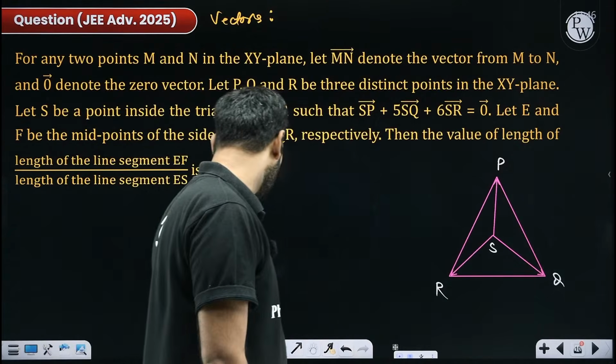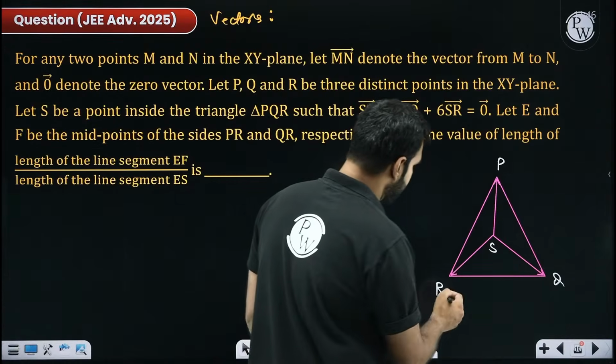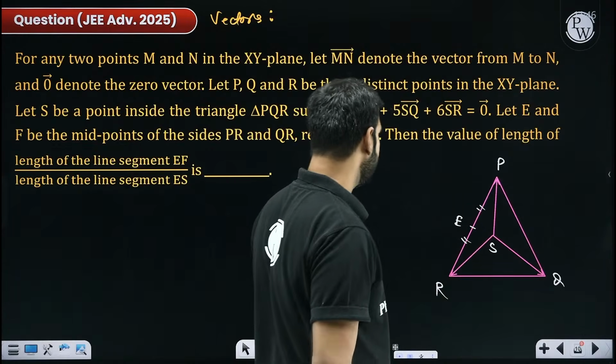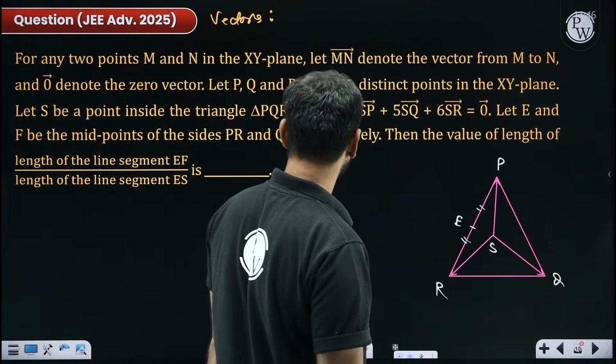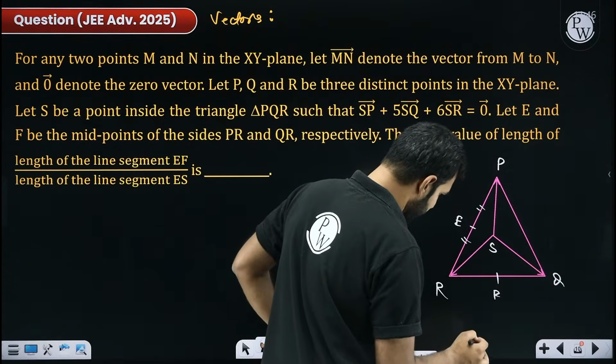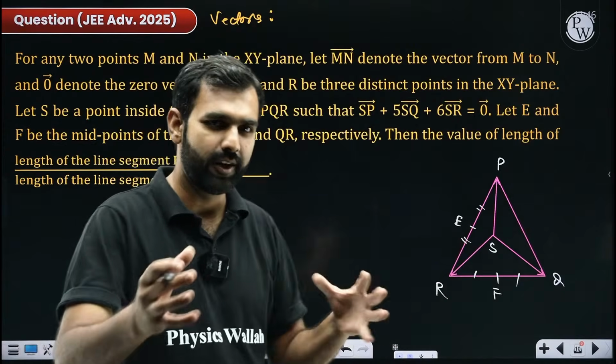Yes. So when I go ahead with this, E and F are the midpoints of PR and QR. So PR has midpoint E, which means the two halves are equidistant from E. And F is the midpoint of QR. So this and this distance will be the same. I hope no confusion on whatever data we have interpreted so far.